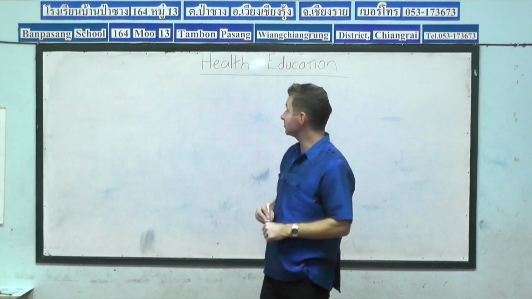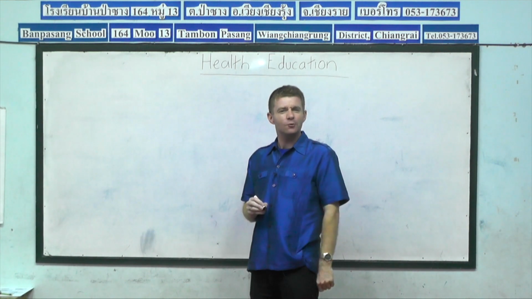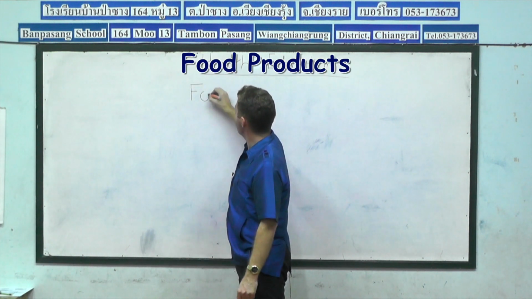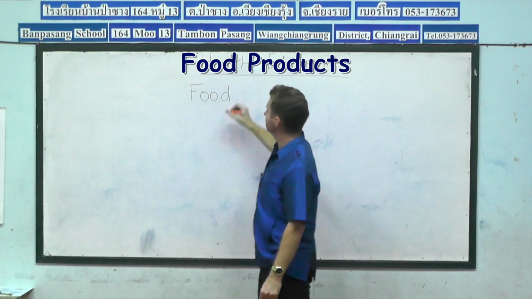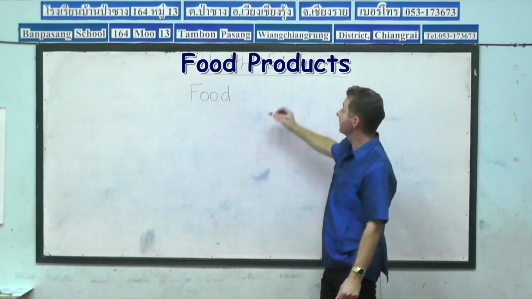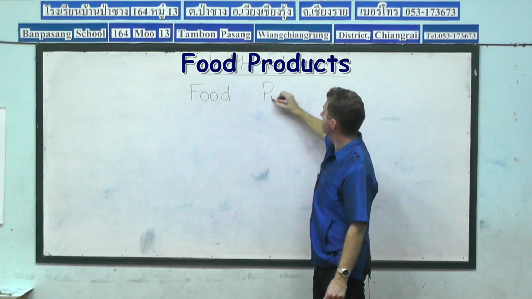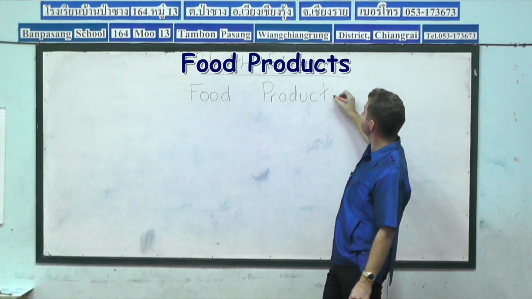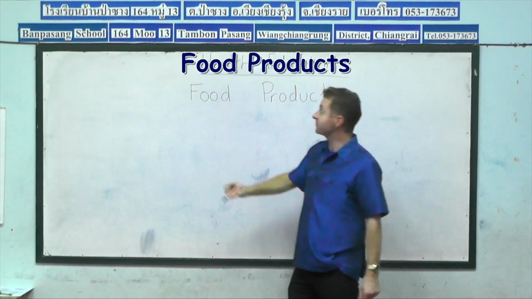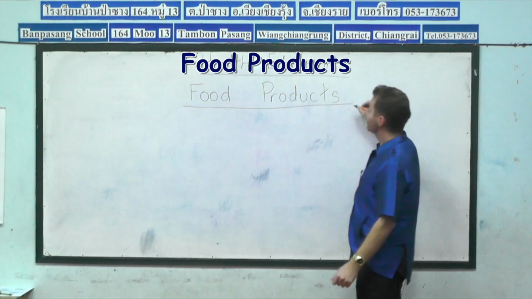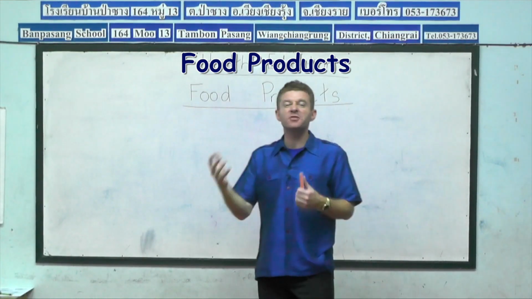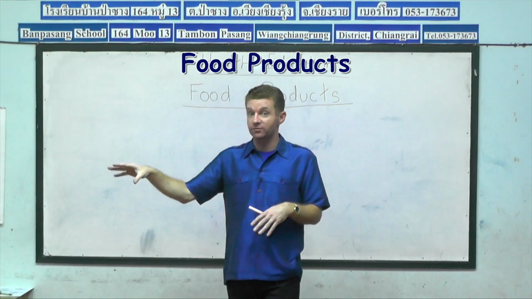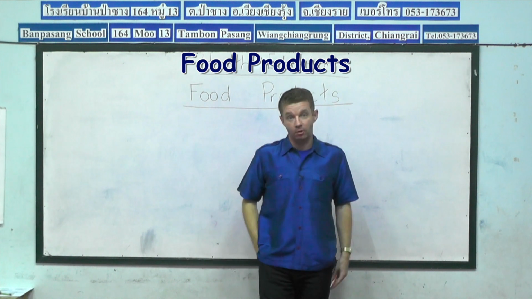So let's write that phrase on the board first. How do we spell food? F-O-O-D. And then products. So all together, guys, food products. Yes, everything that we eat, we can classify as food, but there are different types of food, and they are what we call food products.